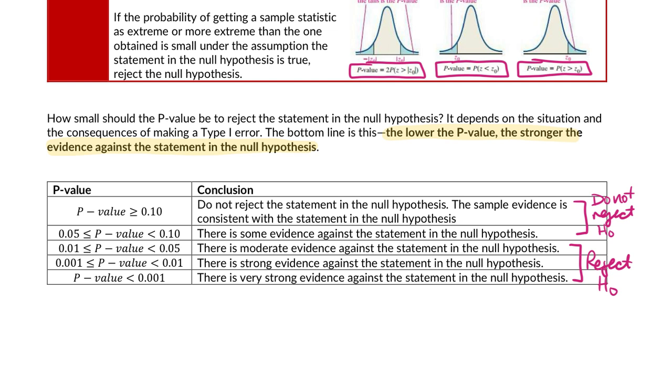So it's saying if you get a p-value that's greater than 0.1, do not reject. If you get a p-value between 5 and 10, there's some evidence but not enough to reject, because again, this is 5%. We've used 5% as our unusual for the entire course. If it's less than 5%, we're going to start to reject it. Between 1 and 5%, it's a moderate amount of evidence. Between 0.1 and 1%, that's strong evidence. And less than 0.1% is very strong evidence against the null hypothesis.